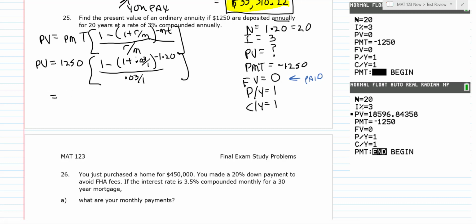So if you do that, the answer is going to be this. So that would be kind of like a loan amount of $18,596.84. Okay, so that's how that gets put together.